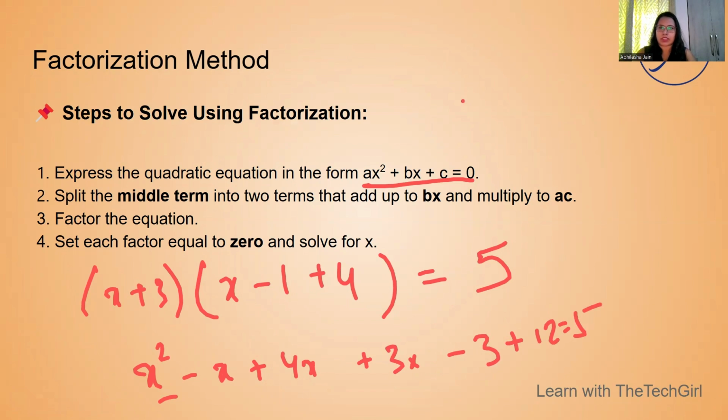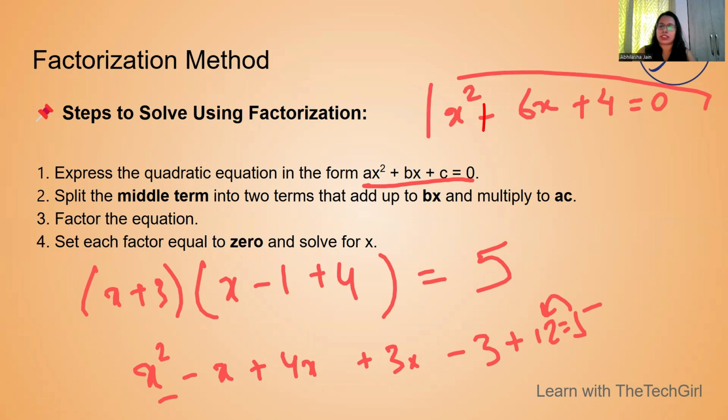So you have one term of x squared, you write x squared. Then you have minus x, 4x, and 3x. So 4x plus 3x is 7x, minus x is 6x. Then you have minus 3 plus 12, which is 9. And then this 5 also comes here, negative 5. So 9 minus 5 is 4. So you get 4 and then equal to 0.